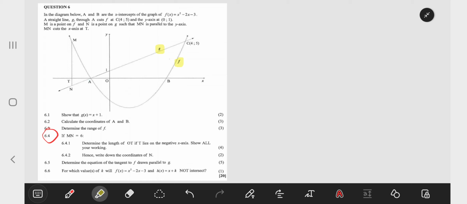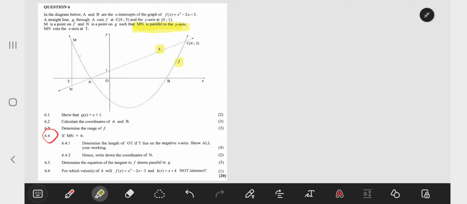And then it cuts the y-axis at 0 and 1, so that is the y-intercept of g of x, right? And then M is a point on F. So where is M? M is up here, and it is a point on F, which is true because M lies on f of x, right? And N is a point on G, down here, which is a point on g of x, such that MN is parallel to the y-axis.